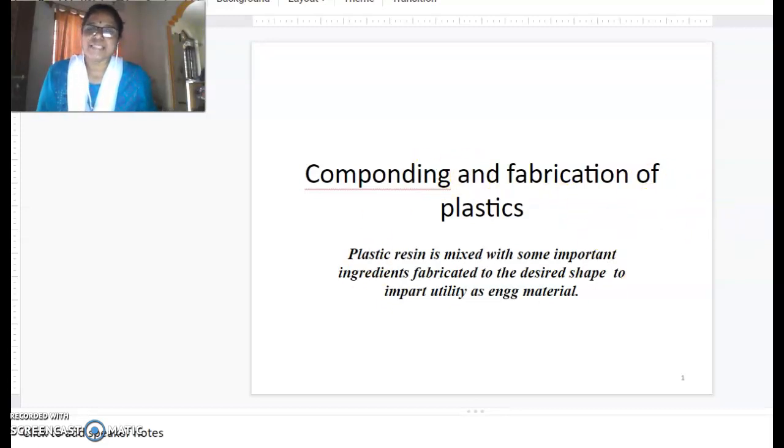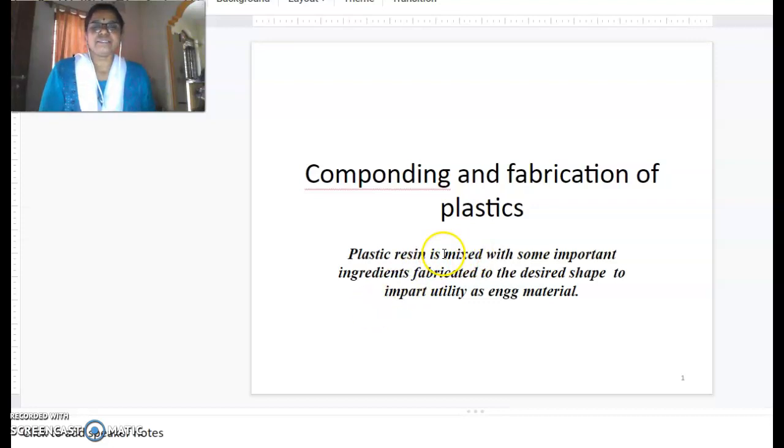In the case of plastics also, so many ingredients are required. They are supposed to be mixed in proper proportion, and afterwards they will be subjected to temperature and pressure conditions. Then we are going to get the desired plastic mold. That whole scenario can be explained in this video lecture. So let us see step by step what the ingredients are.